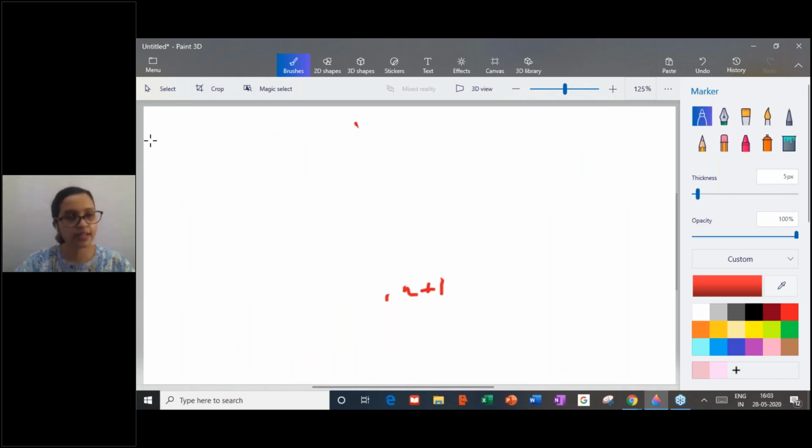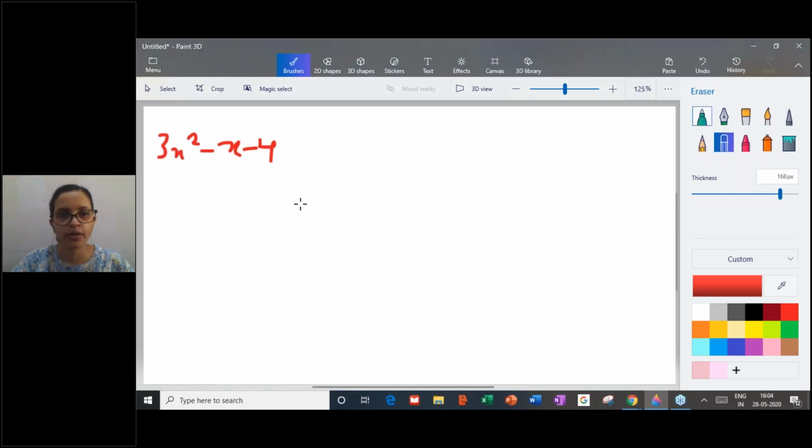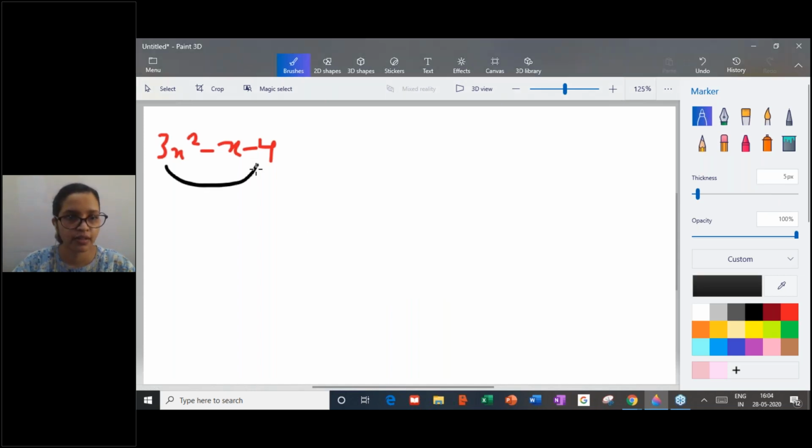Okay. So the last one is 3x square minus x minus 4, correct? Okay. So first thing, what is the first thing I do? I do 3 into 4, right? That's why I'm saying you follow this stepwise method, you will always remember what to do. You won't get stuck no matter what kind of questions they give you.